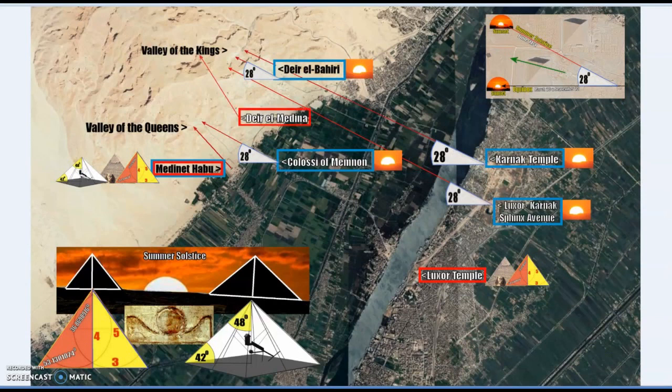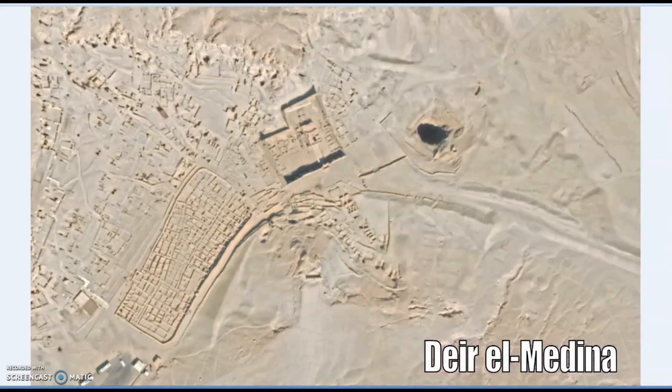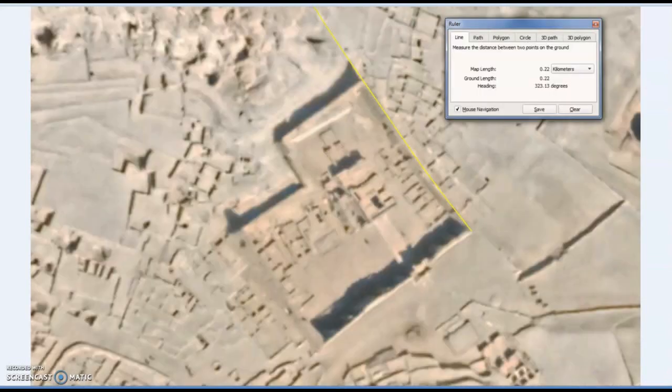Deir el-Medina, now that's a line pointing to the Valley of the Kings. That was a very special site. It was segregated. It was where the craftsmen worked. They had very high privileges. They'd give them special privilege, where all the craftsmen worked. So the people working on the Valley of the Kings, who had to keep those secrets, they had really high special privileges. But what's the angle?